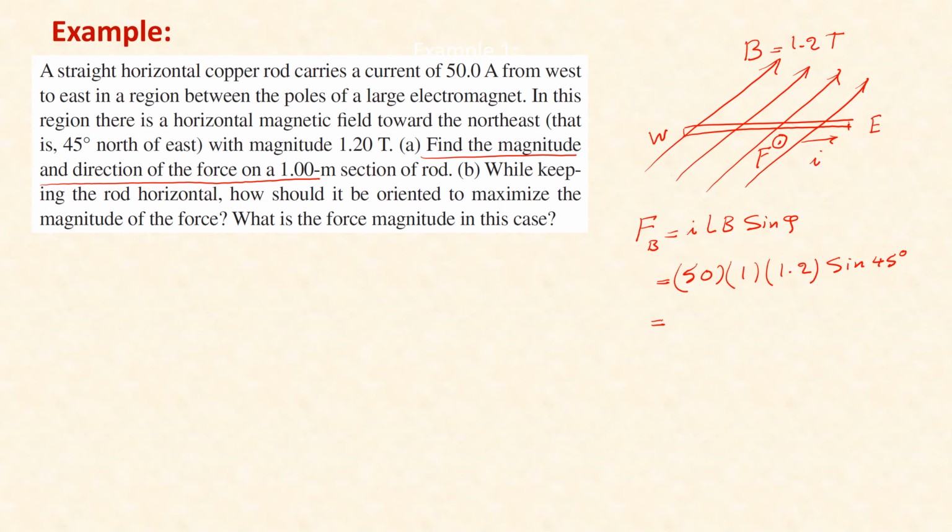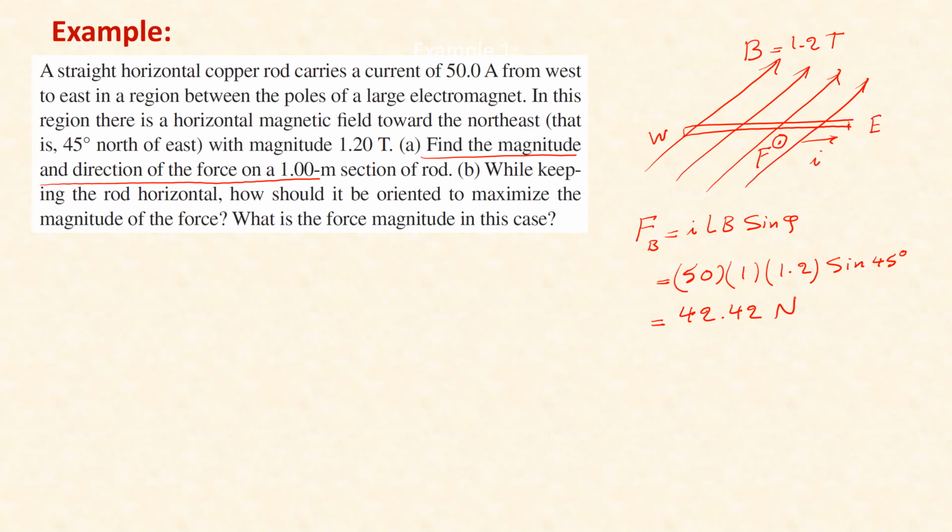So basically it becomes 30 square root of 2, or sine of 45 times 60 becomes 42.42 Newton. So 42 Newton from this magnetic field applies to the 1 meter section of the wire or the rod. Sounds good?